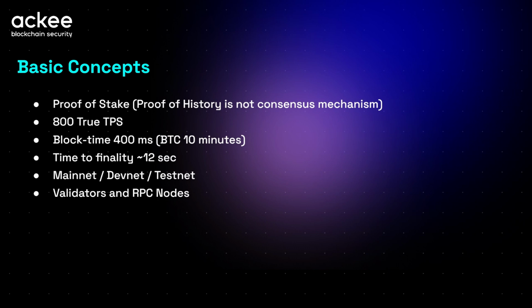Then we have time to finality, which is approximately 12 seconds. This is a more technical term, and it is applicable to other chains too, though I do not want to say every chain because I do not know every chain. For example, on Bitcoin, if a new block is created, that does not mean that the transactions in the block cannot be reverted.